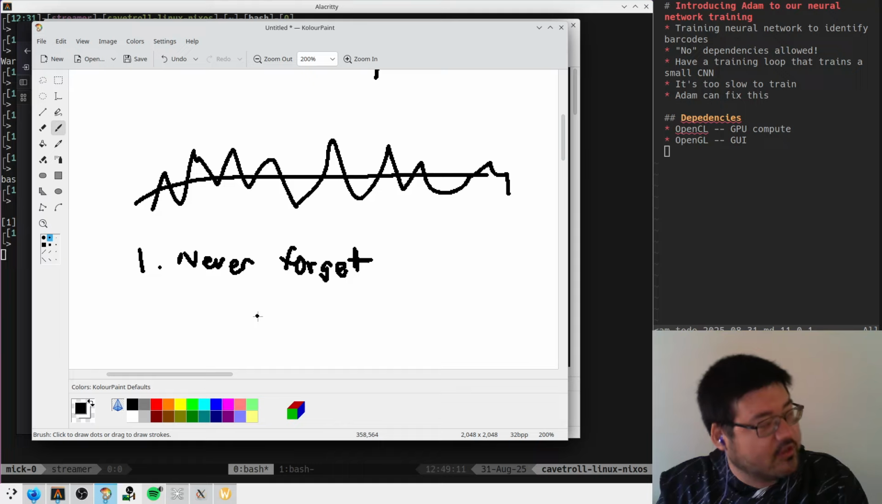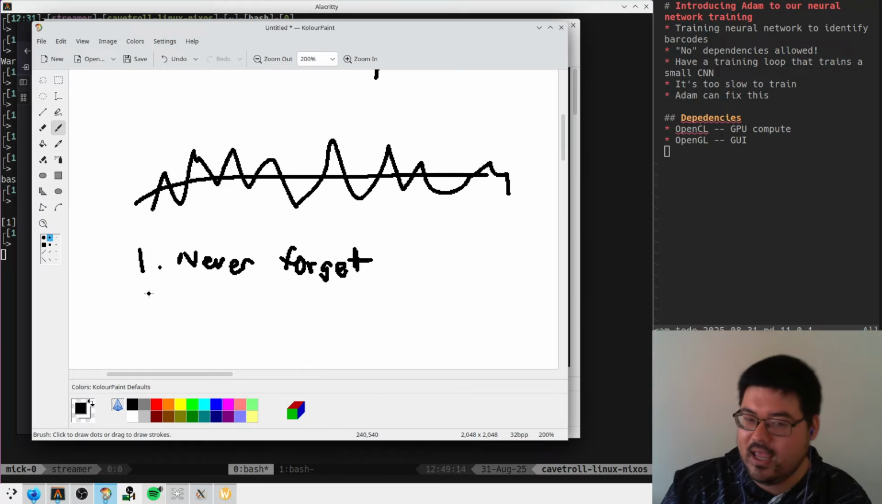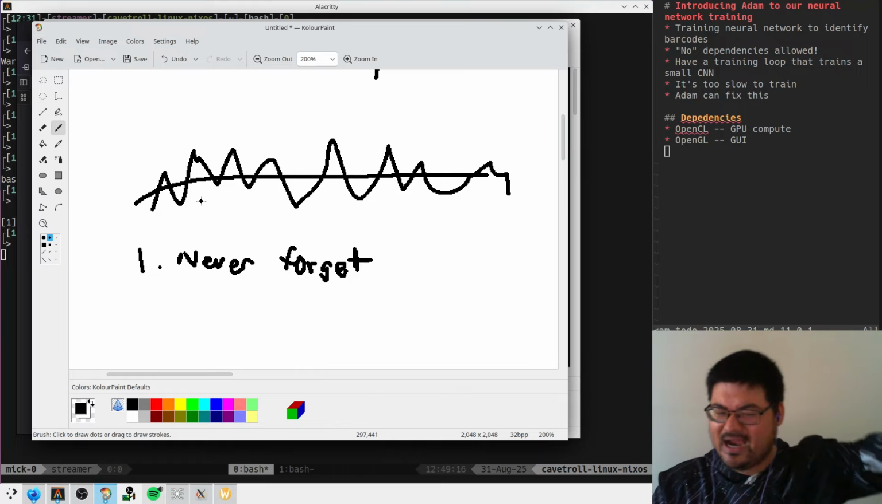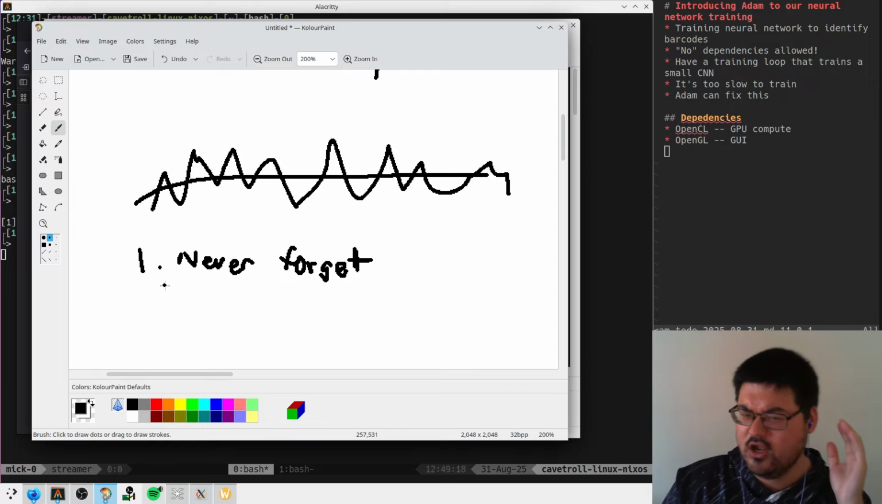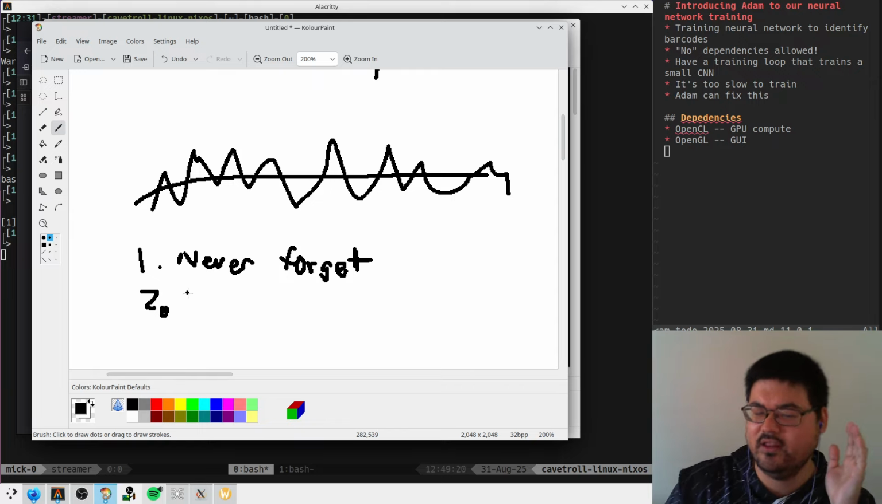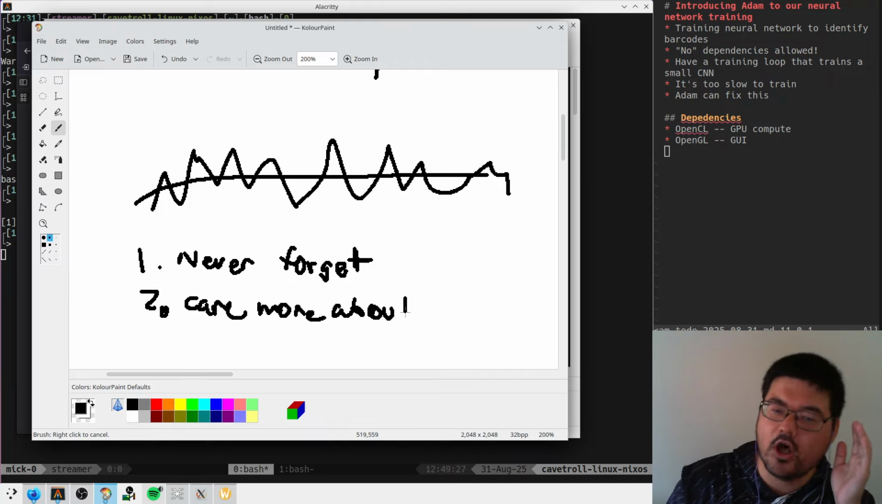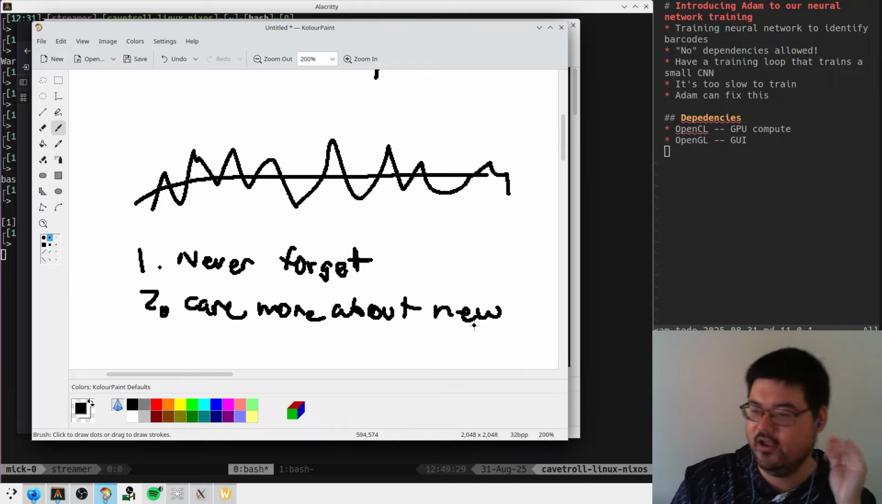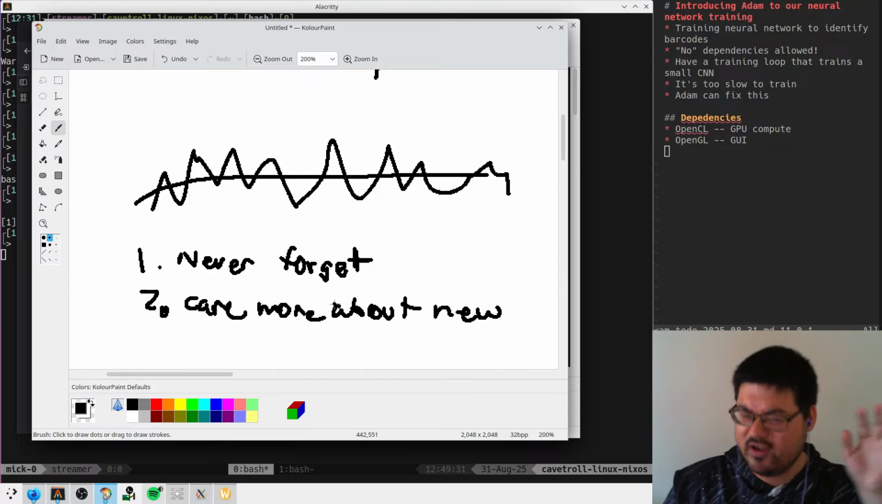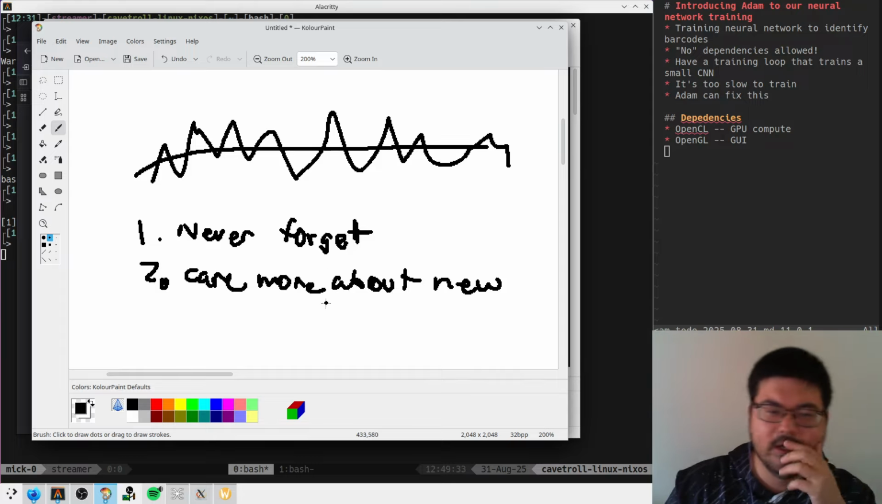And the other thing is, if we never forget, then the stuff in the past will influence us forever, which is not really great. So maybe we want to care about recent stuff, more about new. New is always better, right? That's what we always say. So we care more about new stuff, but we also never forget. And how can you have both of those?